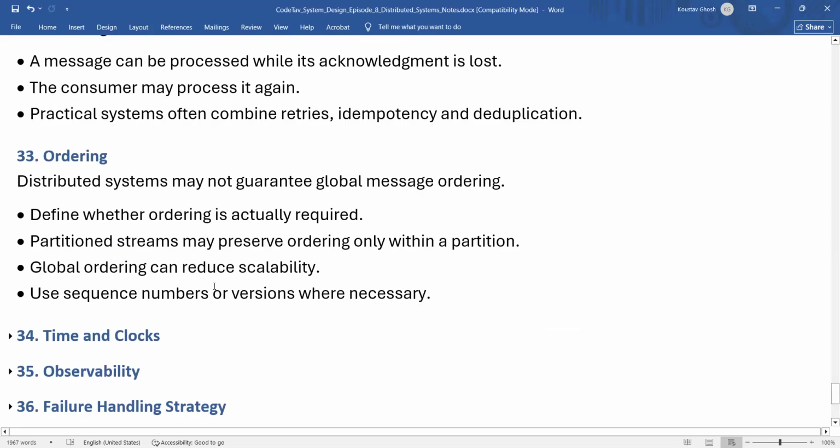Next is message ordering. Another problem is ordering. Suppose we have three events: create account, add money, withdraw money. If they are processed in the wrong order, we can get incorrect results. So we need to ask, does ordering matter for the system? If ordering matters, we need an appropriate design. But global ordering can reduce scalability. Many distributed systems guarantee ordering only within a specific partition or stream.